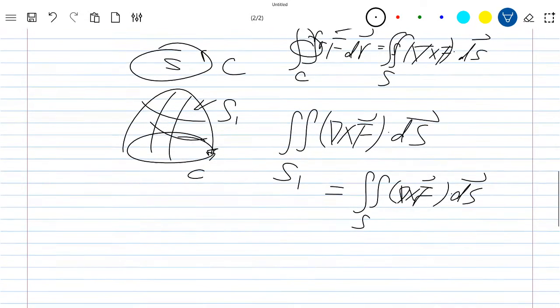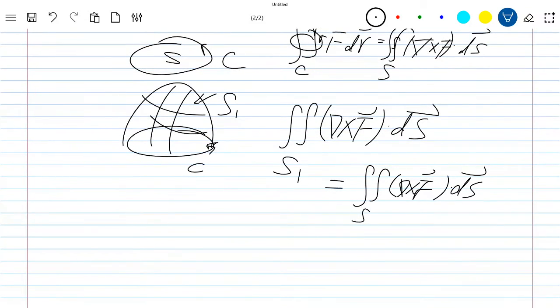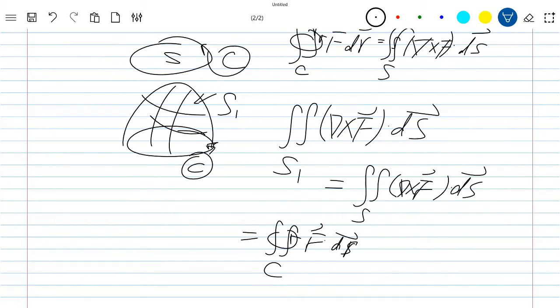Okay? And why is that? Because according to the Stokes theorem, they are the same, because they are both equal to the integral along the boundary. And what is the boundary? The boundary is C, right? You know, it's C here and it's C there. They have the same boundary.